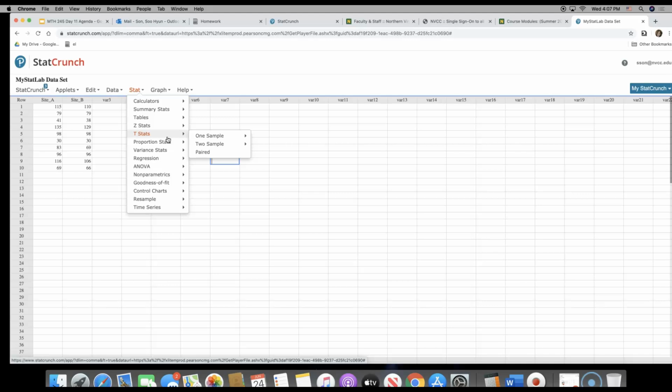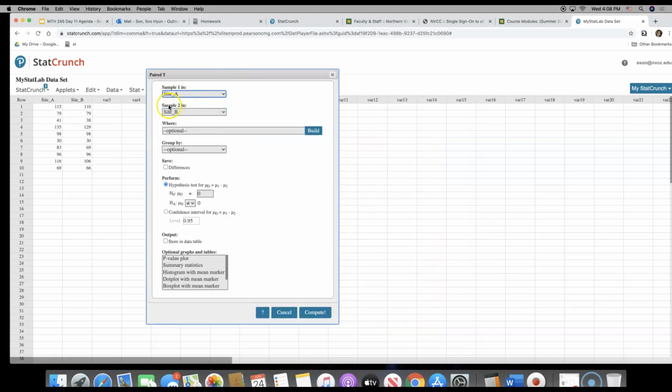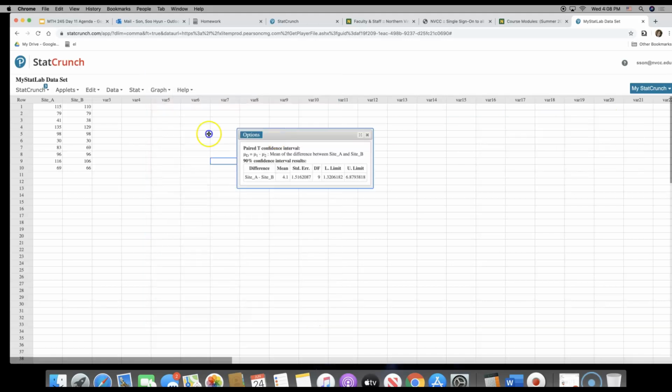So t-stat, click on paired. Why is it paired? Because these are dependent samples. Whenever you're working with dependent samples, you want to do a paired t-test. But I think they wanted a confidence interval. So set your sample 1 as site A, set your sample 2 as site B, and click on confidence interval, and I think the level they wanted was 0.90, 90%. So I changed it to that, and I compute it, and there we have it.